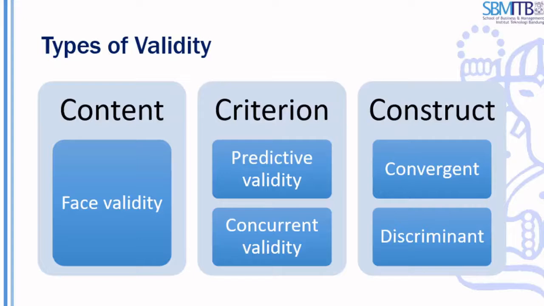There are three general types of validity, namely content validity or face validity, criterion validity, and construct validity. Criterion validity comprises predictive and concurrent validity. As for construct validity, it consists of convergent and discriminant validity. We will discuss them one by one with several examples to comprehend more about each concept.